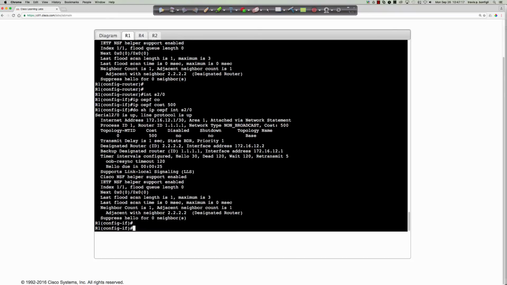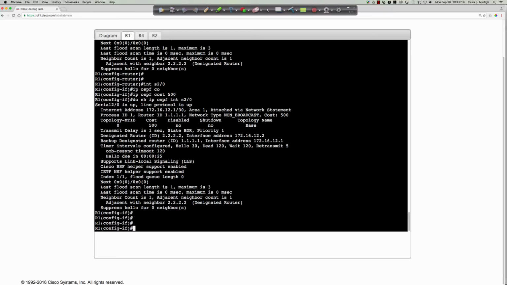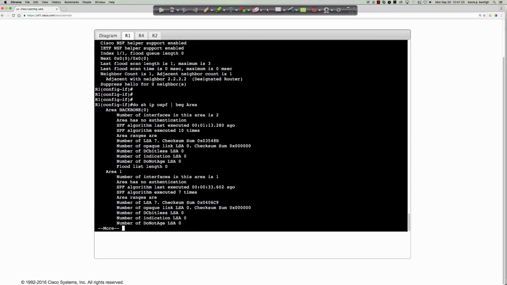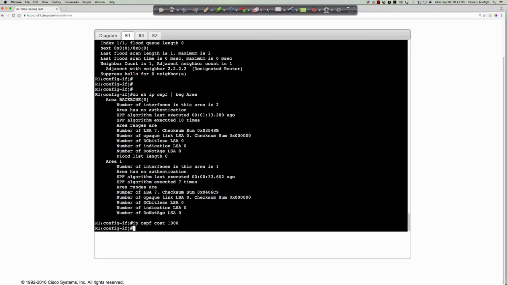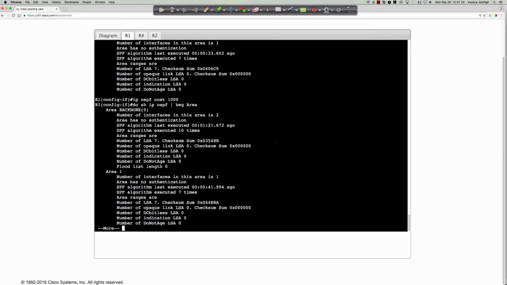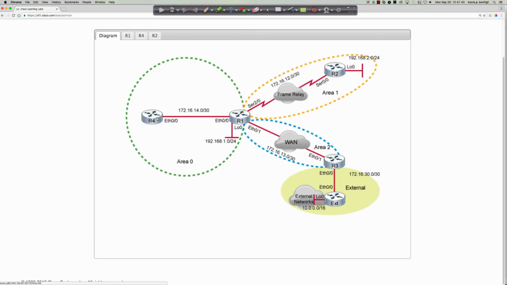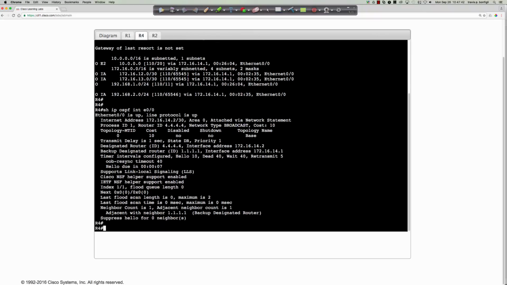If we tweak the cost, it's a good time to check. If I say do show IP OSPF, pipe begin area, we can see how many times the SPF algorithm has executed. Let's change the cost to 1,000 and then rerun that. So we've got that sorted out: changing the cost doesn't result in a full run of the SPF algorithm.